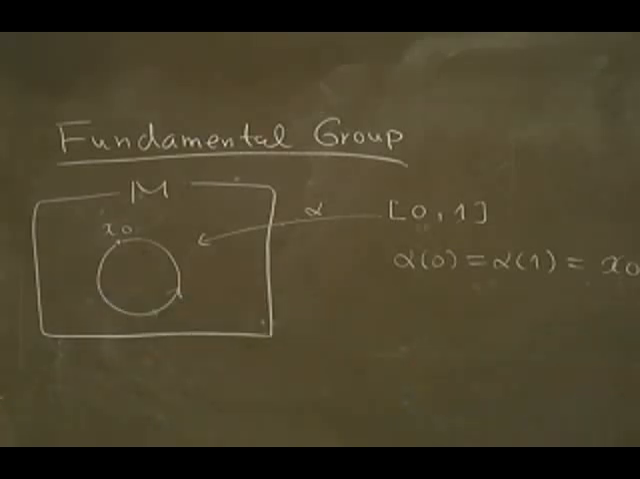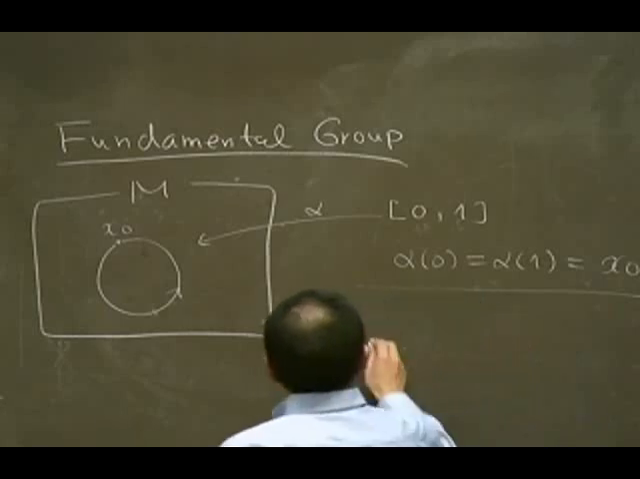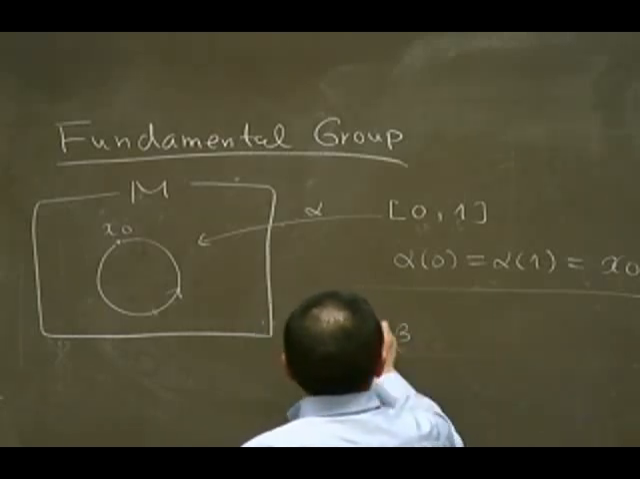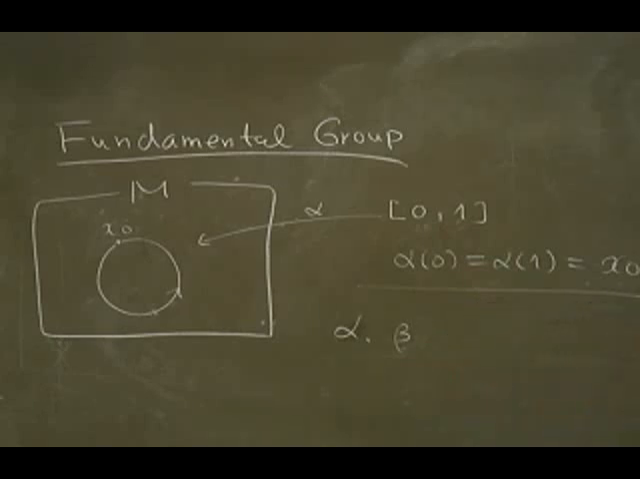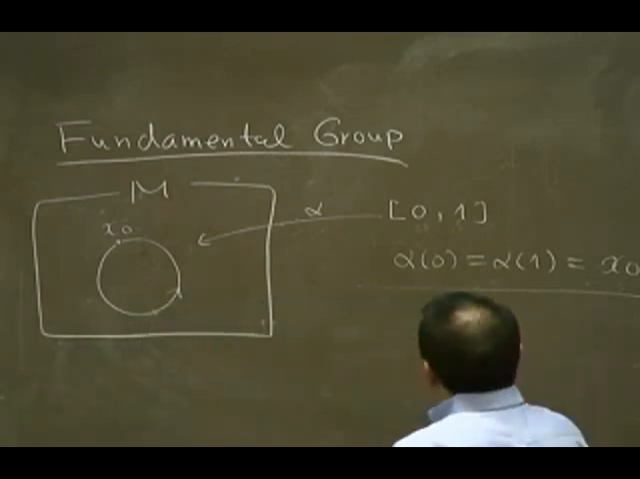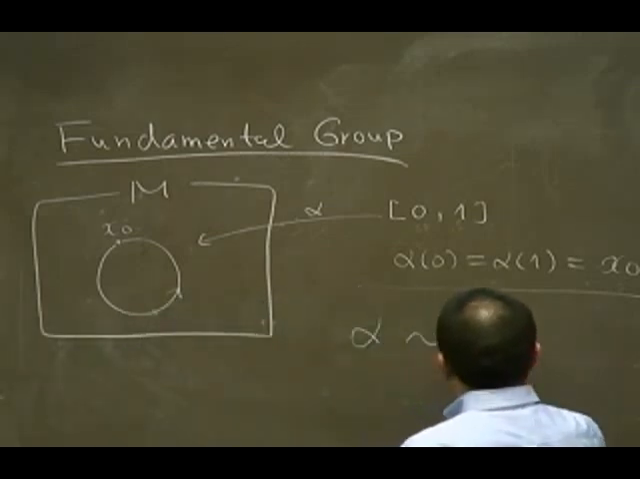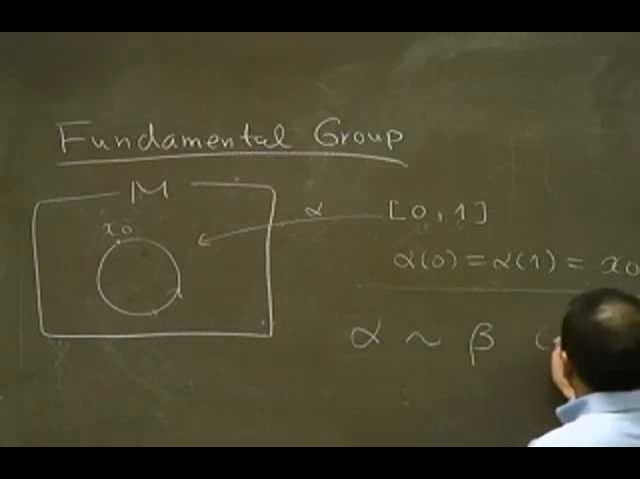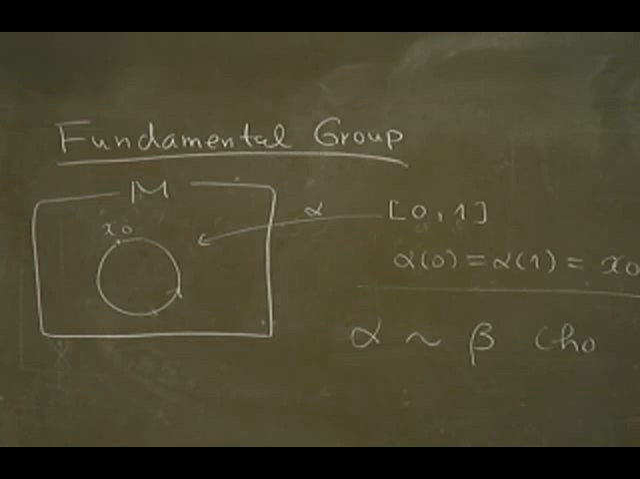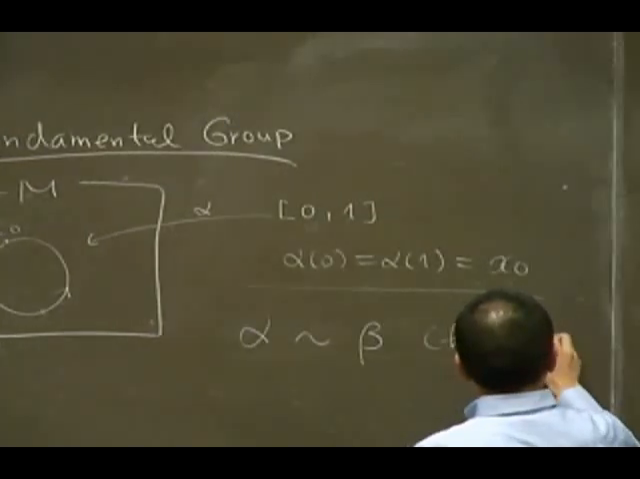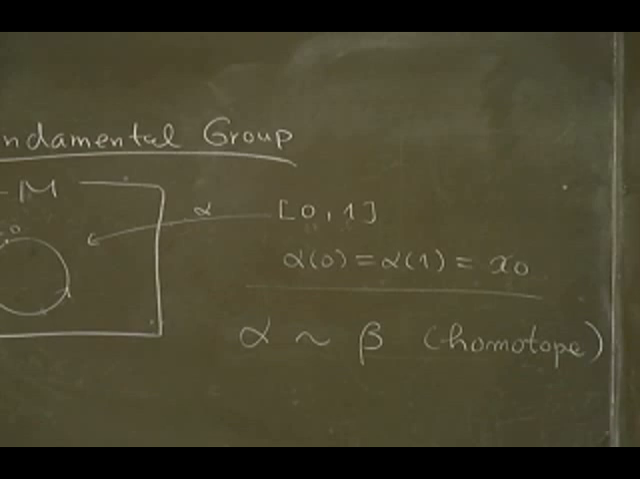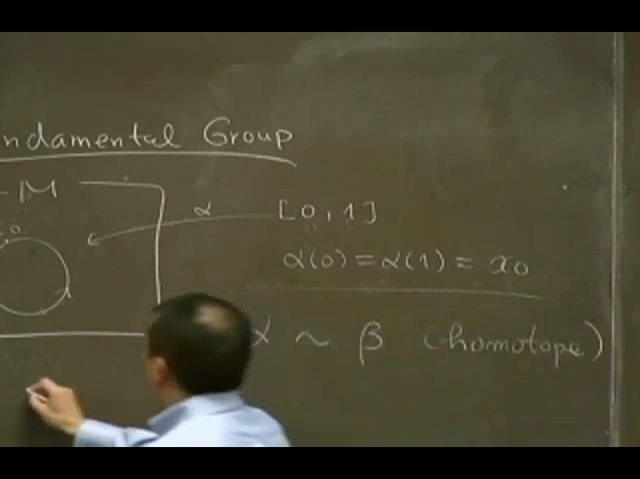Now I have to tell you how to define homotopical equivalence for this kind of maps. Suppose you have two such maps, alpha and beta, both mapping this interval into M in such a way that the beginning and ending points are the same. Then we say that alpha is homotopic to beta. I'm going to denote that with this symbol. We say that these are homotopic if the following is true.